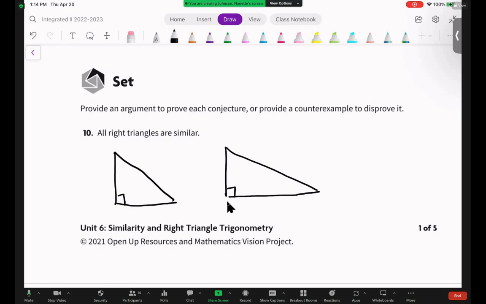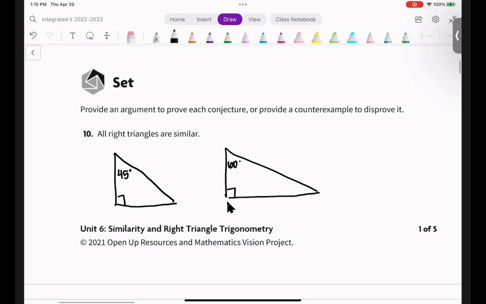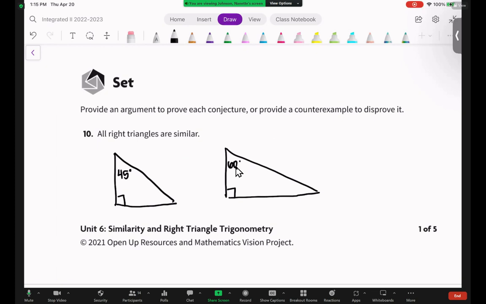And here's how I can prove that they're not similar. Let's pretend this is a 45-degree triangle, and then this is a 60-degree triangle. Like it's 60 degrees right there. So these are not similar. So I'm going to write similar, not. Similar is this little squiggly line, and when I cross it off like that, it means it's not similar. So I just used a counterexample to disprove it. Does that make sense? Very good.